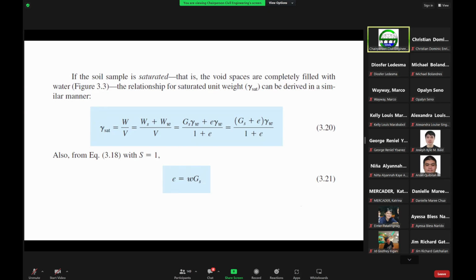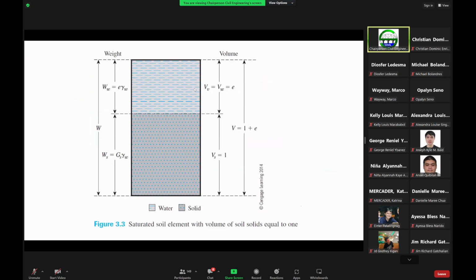But in the field, there's no such thing as dry soil. The only time you don't have water is when you oven dry the sample in the lab. So in the case of a fully saturated soil, the degree of saturation is equal to 1. That means the S part in this equation is equal to 1. So that gives you just the void ratio equal to the water content times the specific gravity of the soil solids, in the case of a saturated soil sample.